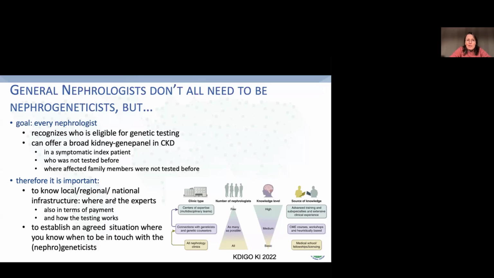Therefore, it's important to know your local, your regional, your national infrastructure. Where are the experts? And also, for instance, in terms of payment. If you request a test and then the insurance will not allow another test for another 3 years, you need to be more critical than if that's not the case. And you also need to know how the testing system works in order to establish an agreed situation where you know when to be in touch with the nephrogeneticist.